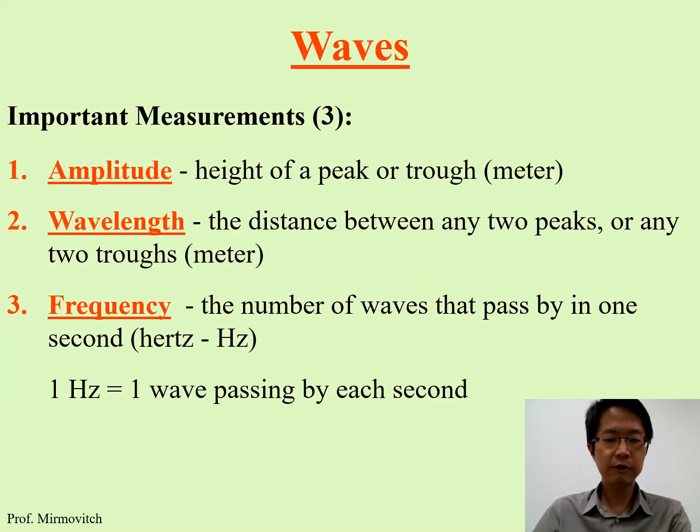So we have 3 things that we learned about wave so far. Amplitude. Amplitude is basically the height of the peak or trough. In terms of meter, it should be in terms of nanometer. Wavelength is the distance between 2 peaks or 2 troughs. The unit should be a nanometer as well.